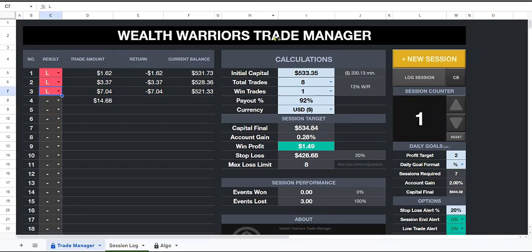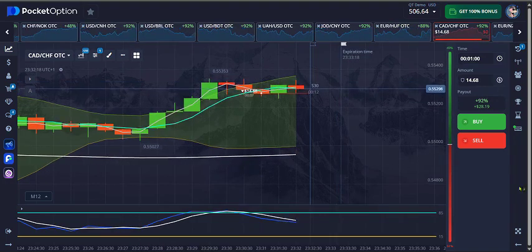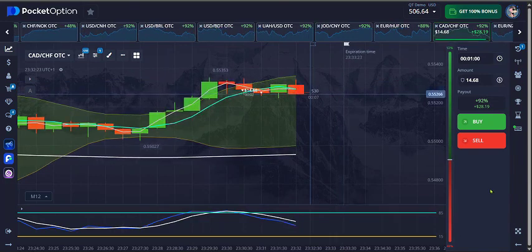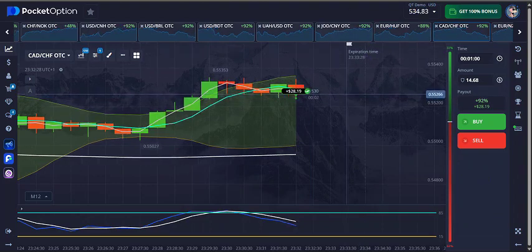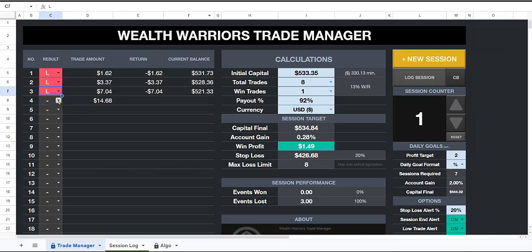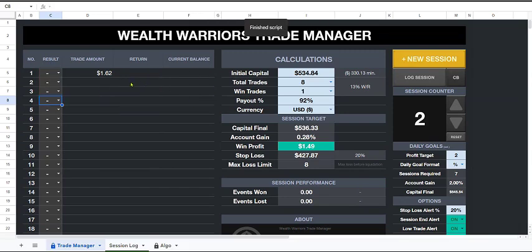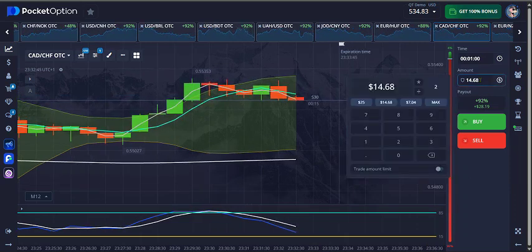Let me see how many. We have only completed one session. So, wow, and that is a win on our end. So we'll mark this as a win. So this session ends. We'll log it in. Our next trade will be 1.62. So we'll go with 1.62.